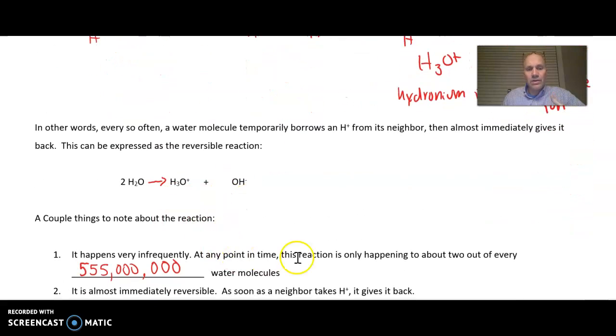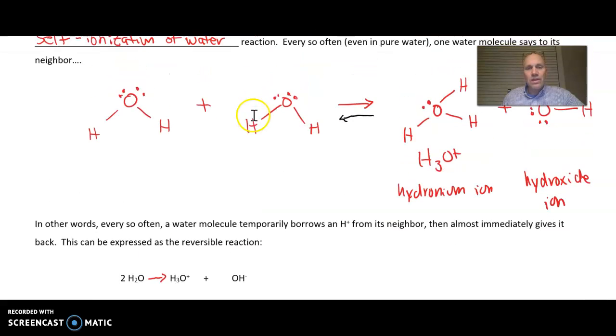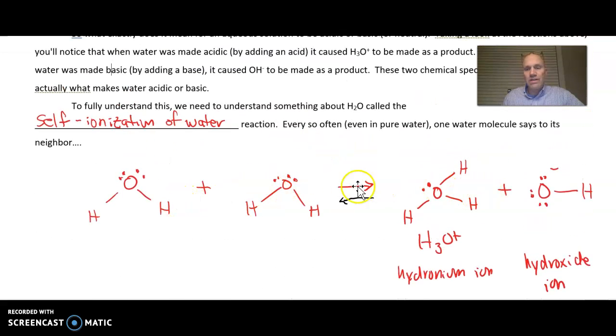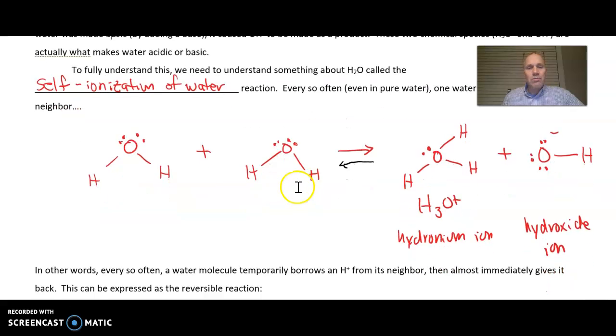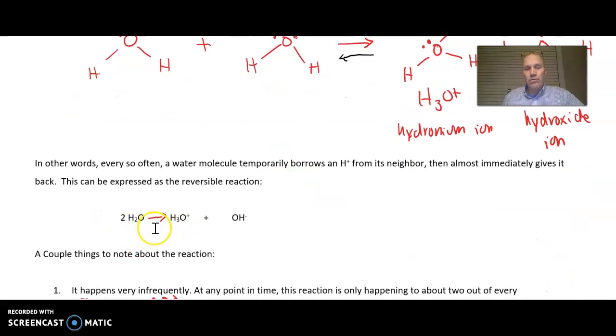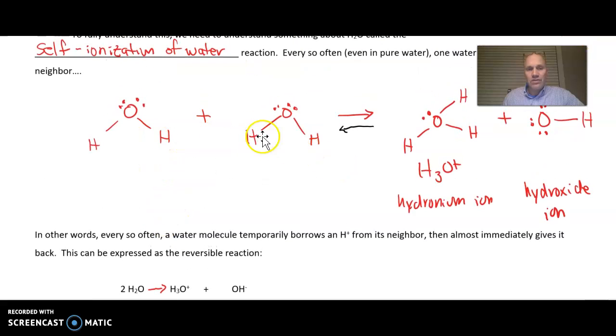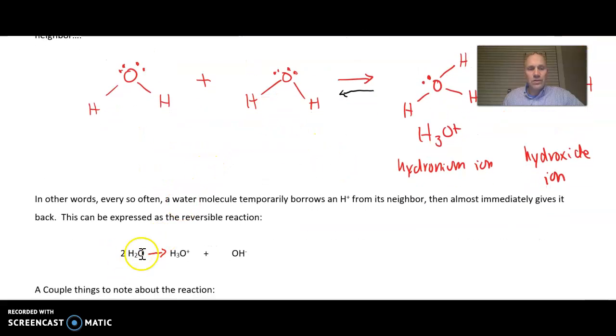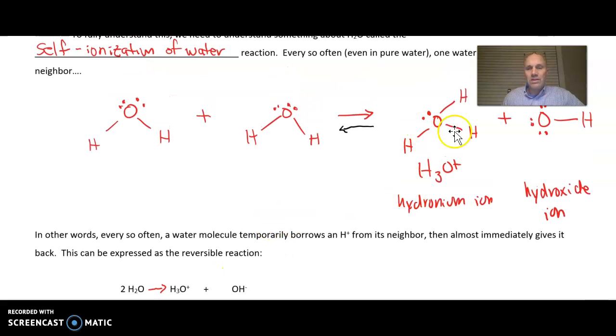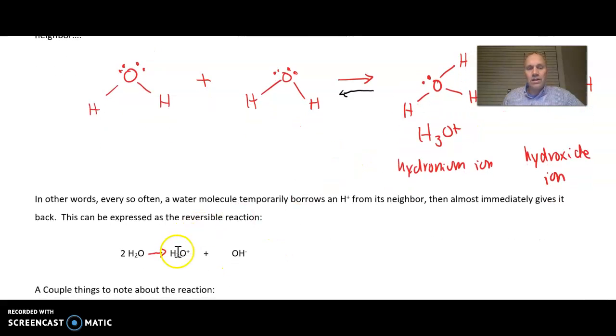Before talking about some of these behaviors, just note that this particular reaction, I've drawn as Lewis structures, but it could be represented like this, as formulas. You have two water molecules, that's the two H2Os, and it makes a single hydronium ion, that's this guy, and this hydroxide ion right here.